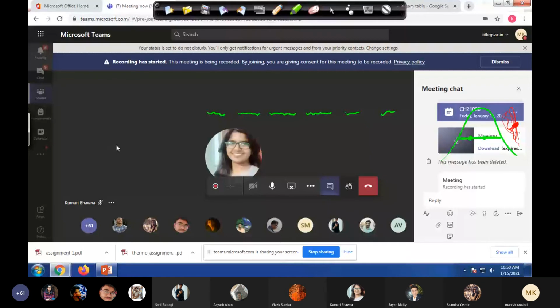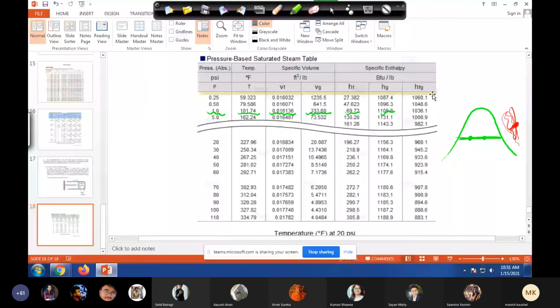So what is this red regime called? Can you tell me? Superheated steam. Superheated, right? That we have seen. So this saturated steam table will work only if you are in this liquid-vapor regime here. But if you are in the superheated regime, you need another table.